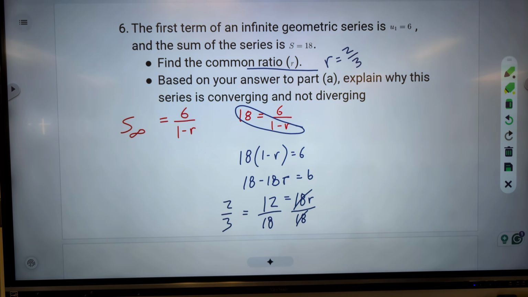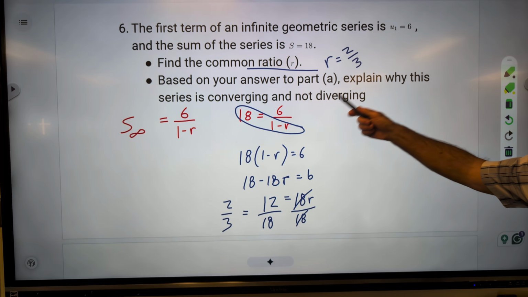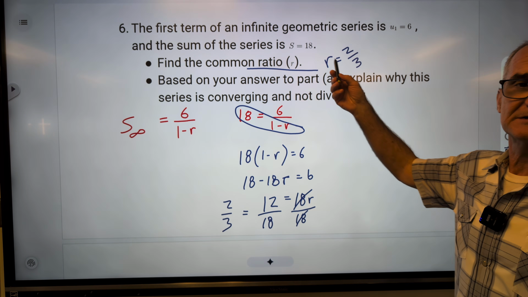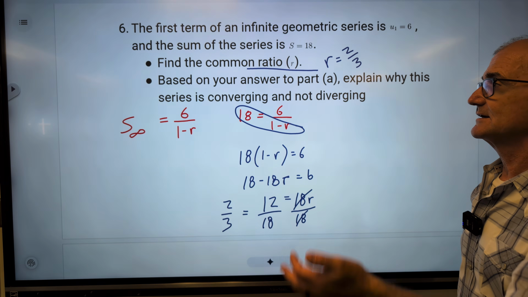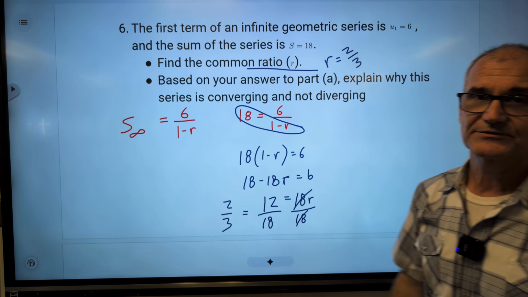Part B, based on your answer to Part A, explain why this series is converging and not diverging. If the absolute value of my common ratio is less than 1, then it is converging, and I'll have an infinite sum right there.